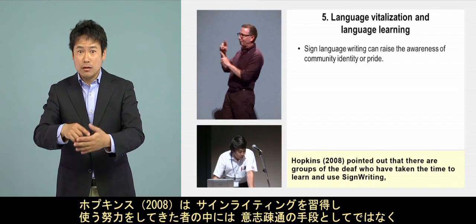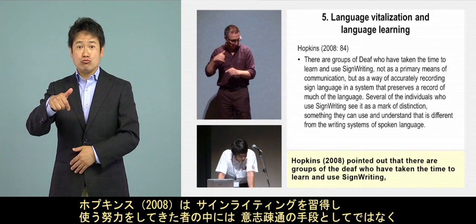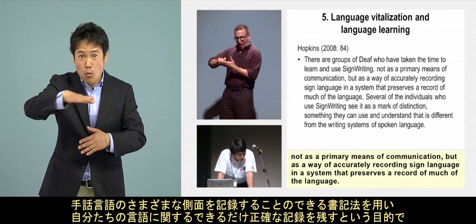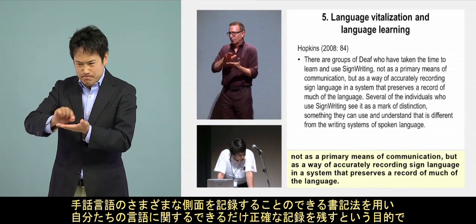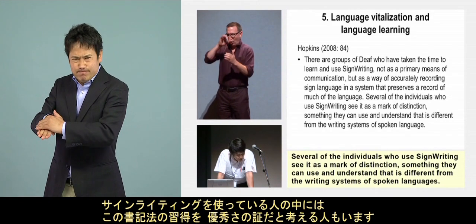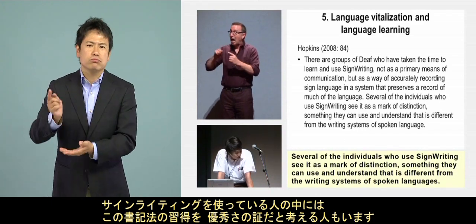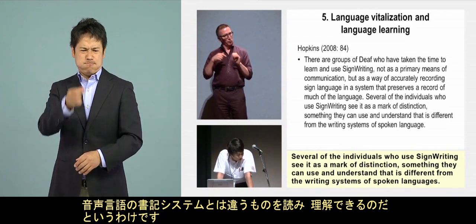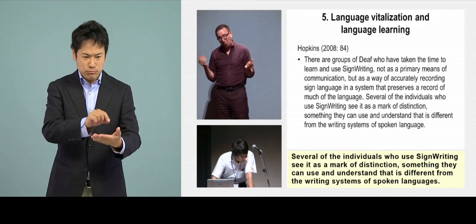Hopkins 2008 pointed out that there are groups of deaf people who have taken the time to learn and use SignWriting not as a primary means of communication, but as a way of accurately recording sign language in a system that preserves a record of much of the language. Several of the individuals who use SignWriting see it as a mark of distinction, something they can use and understand that is different from the writing systems of spoken languages.